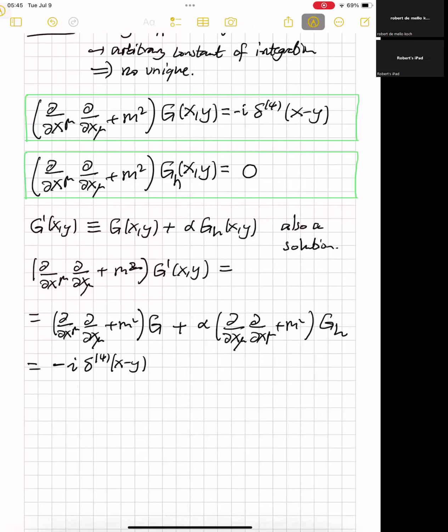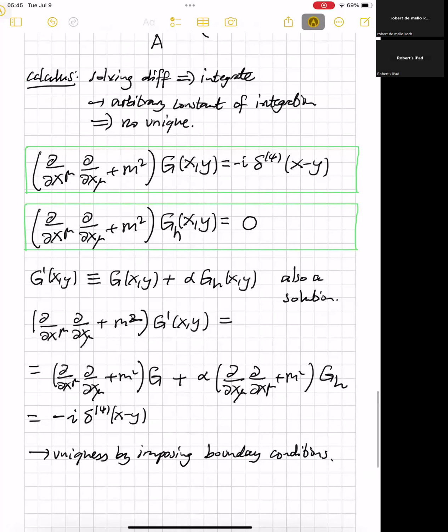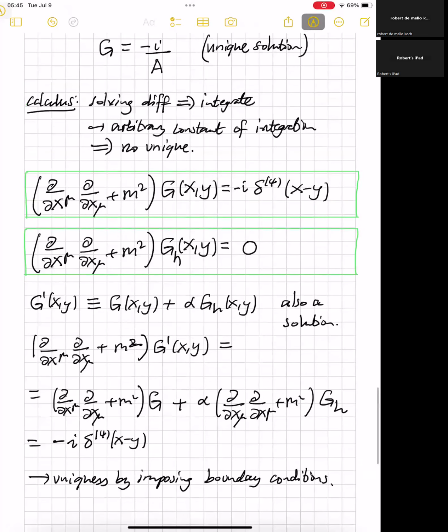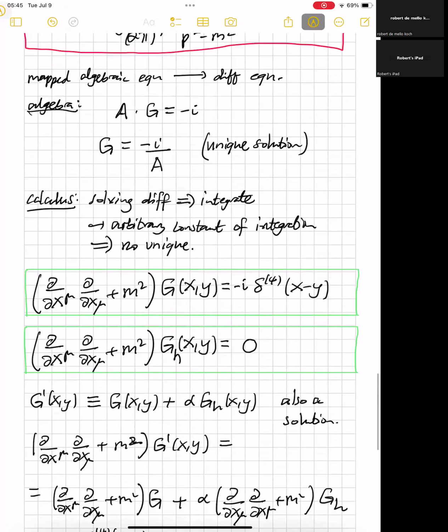How would you usually find a unique solution? You get uniqueness by imposing something like boundary conditions, or maybe an initial value condition, or something like that, okay? But you have to impose some extra data, an initial condition, a boundary condition, or something like that, and that's the only way that you'll get uniqueness. So now we have a real problem.